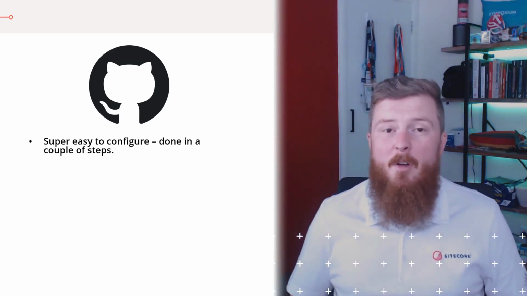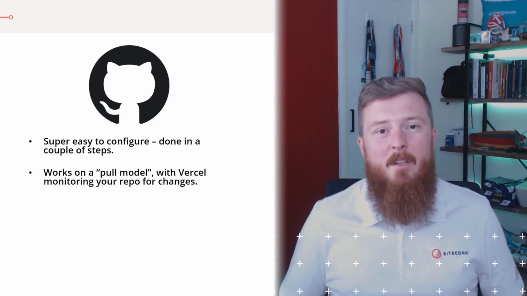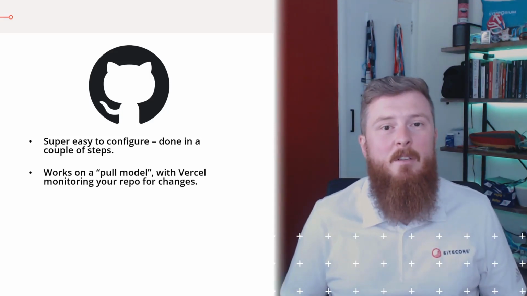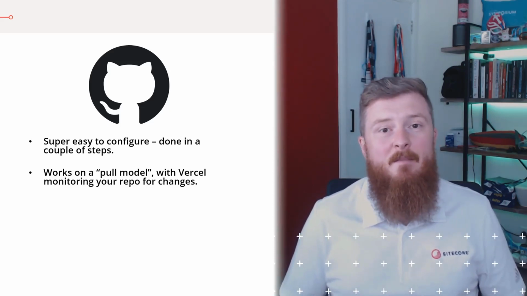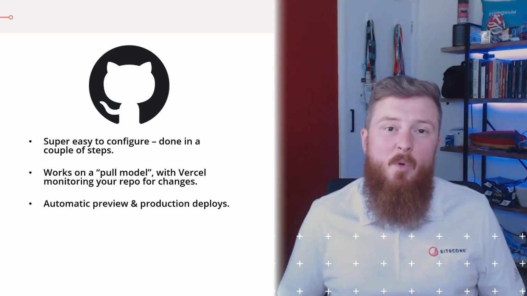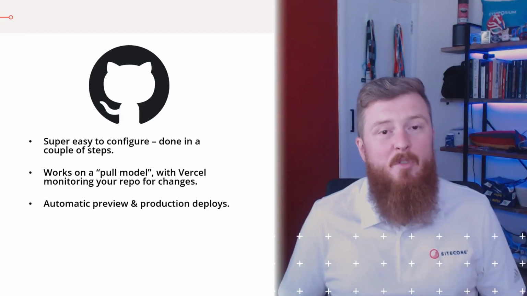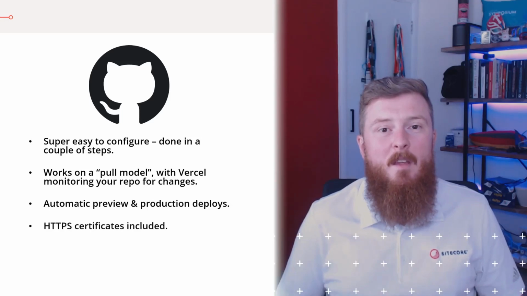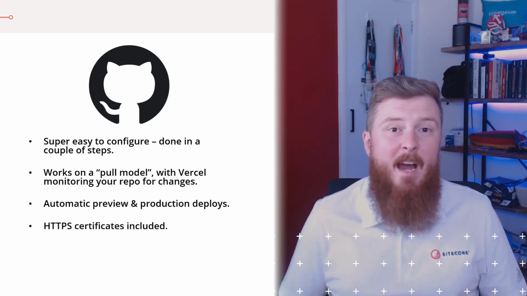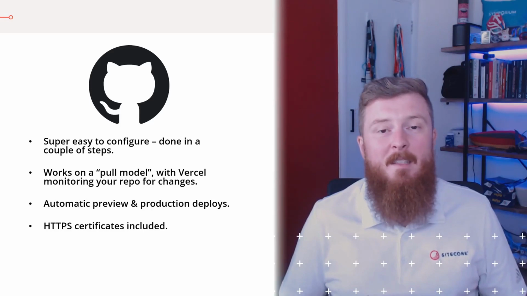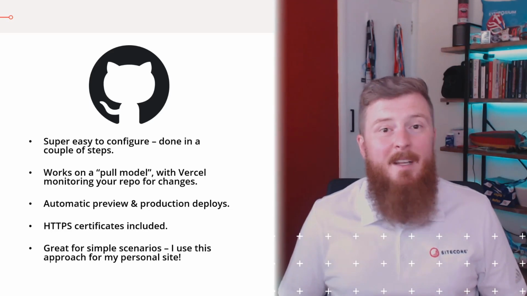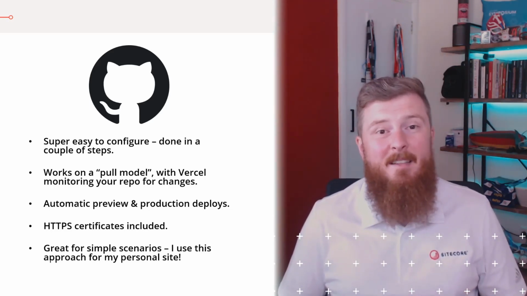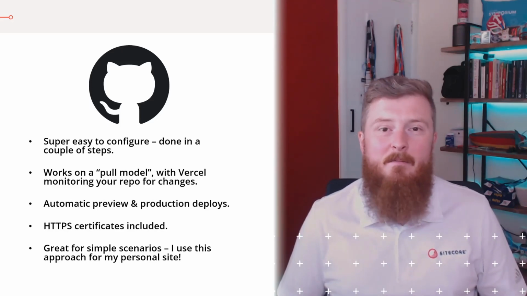And you get quite a lot out of the box. It works on a pull model, so after you've configured it, Vercel will monitor your GitHub repository, and anytime there's a change, it will push out a new version of your site. As I said, you automatically get things like preview and production environments provisioned for you, and you get HTTPS certificates provided out of the box. Again, all provisioned automatically. You don't have to do a thing to get those working. And it's really good for simple scenarios. Like, I use this integration for my personal site, and it has been a completely smooth process the entire time. I really recommend it. So let's take a look at it in action.